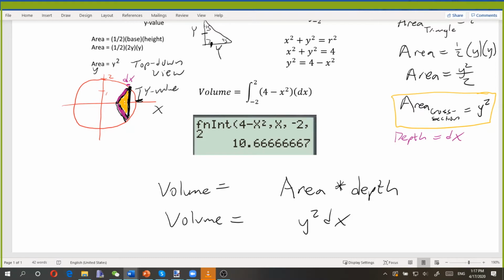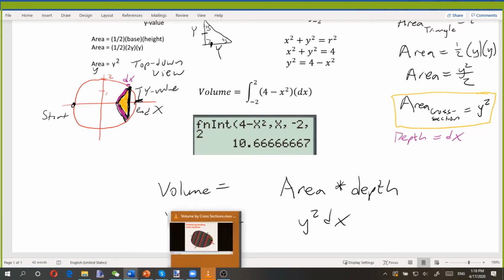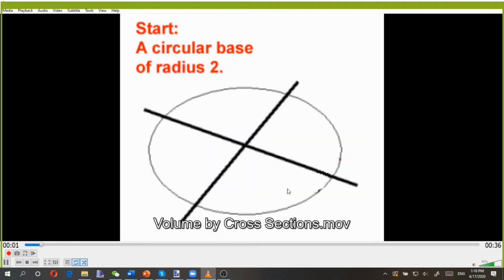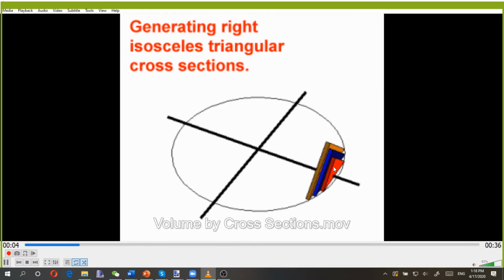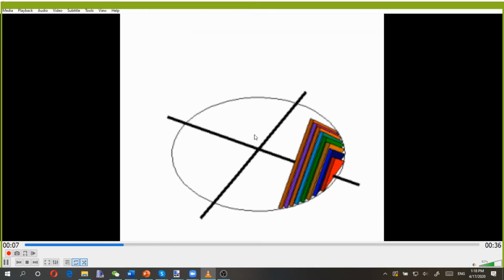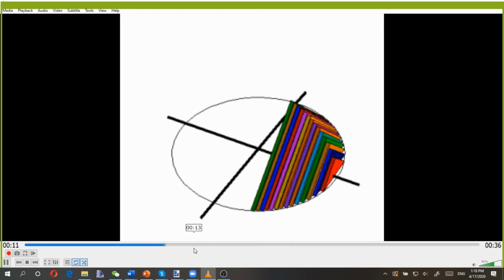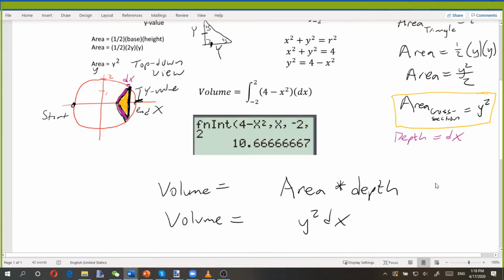Okay, but I would want to keep multiplying these cross sections from a start point to an end point. So I want to keep adding all of these cross sections together from x equals my start point to x equals my end point. That way, just like our video, we'll be able to keep stacking more and more of these triangles together in order to get the total volume. So if I want to keep repeating this, keep adding all of the area times depths from start to end, then I would have to integrate this from my start point to my end point.